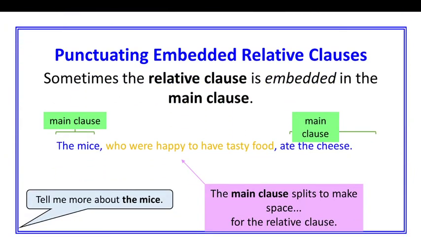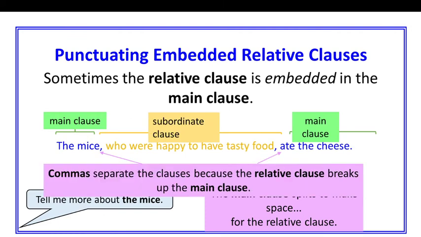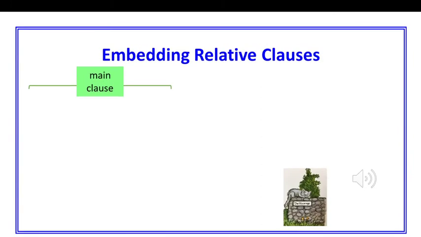So what we've done here, we've split that main clause, which was the mice ate the cheese. So now we have the mice, and then we've inserted our subordinate or relative clause in the middle. The mice who were happy to have tasty food ate the cheese. So now we'd say, is it put in the middle or embedded? And we put commas to split that main clause up. And that is because the relative clause breaks up the main clause.